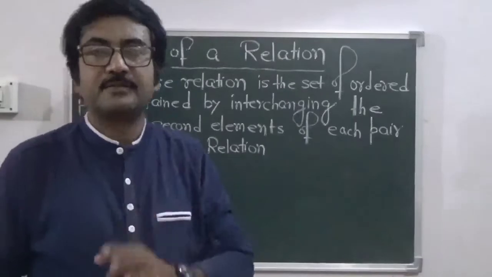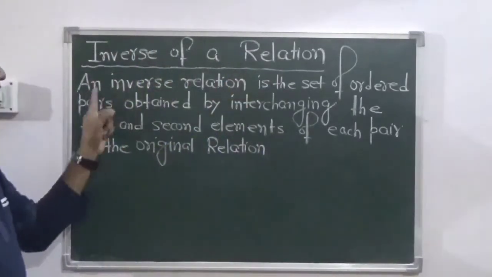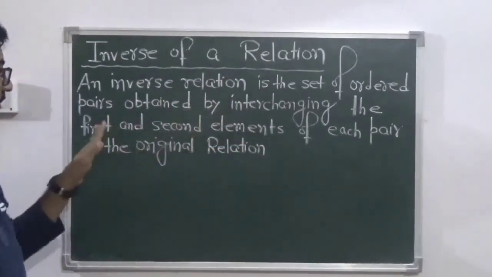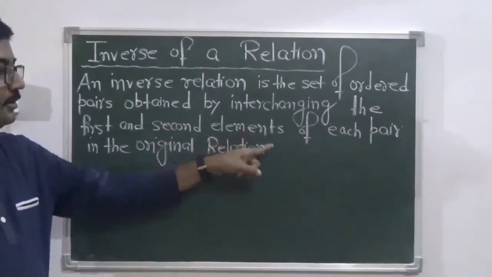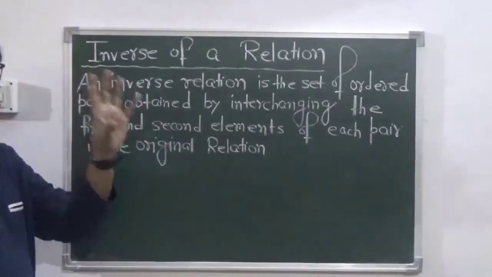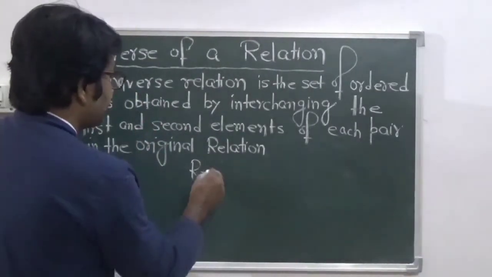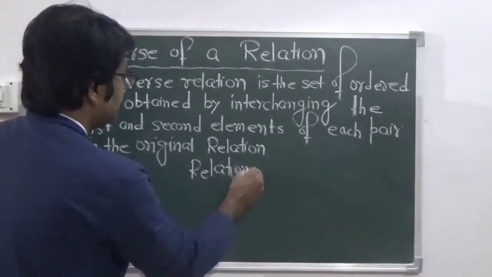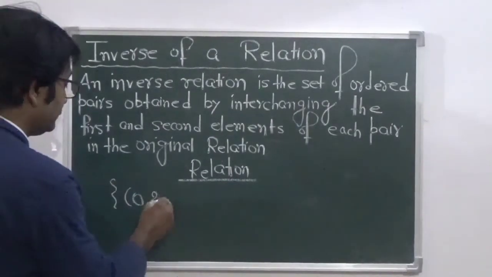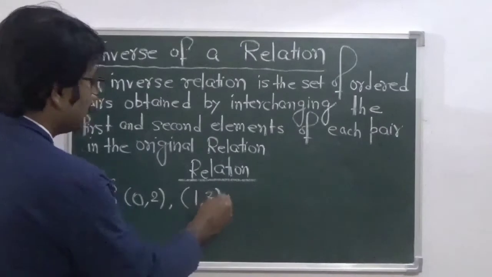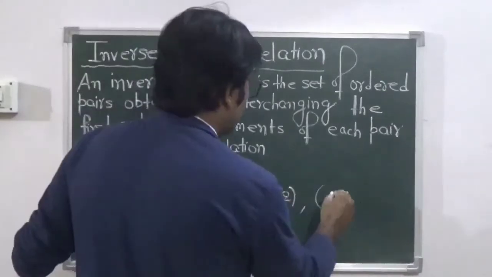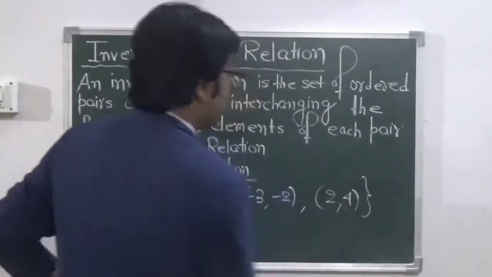Now let us understand what is called the inverse of a relation. An inverse relation is the set of ordered pairs obtained by interchanging the first and the second elements of each pair in the original relation. Let us understand this by taking an example. Let us define a relation. Let the relation be (0, 2), (1, 3), (minus 3, minus 2) and (2, 4). So this is the relation.